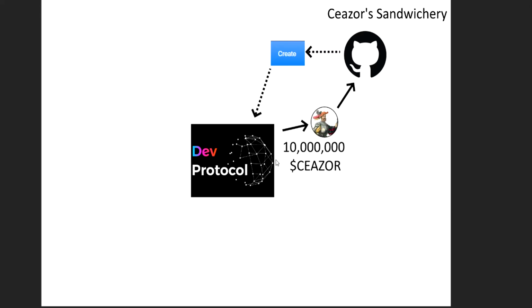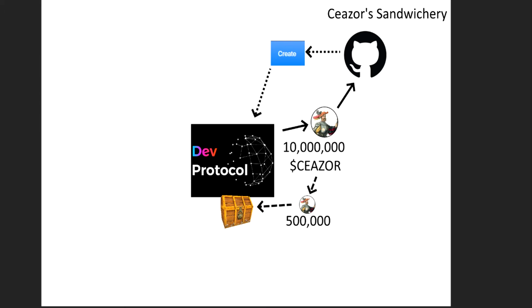Then immediately, the Dev protocol mints 10,000 tokens for that software. So we're going to call them Ceazor. The people who create this choose the name of your token and the ticker of your token. And it will always mint 10 million of them. Now there is one little caveat. 5% of those go into the treasury of the Dev protocol. They just take a small cut and stick it inside this treasury. I'll get into this a lot more in detail later when I'm talking about the stuff down here. So the rest of this 10 million, so 9,500,000, goes to Ceazor's Sandwichery.